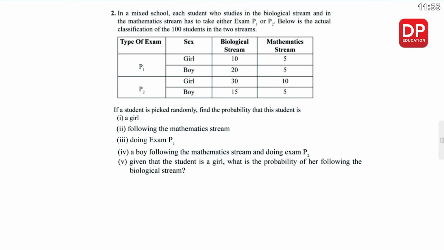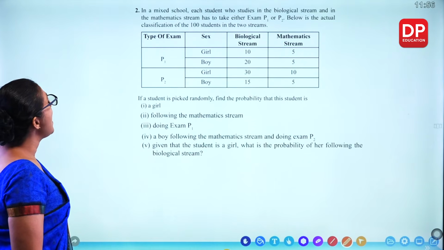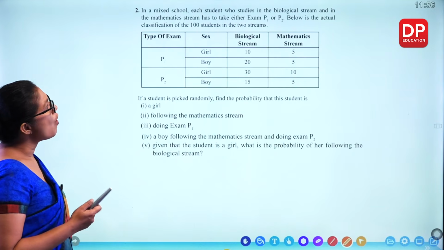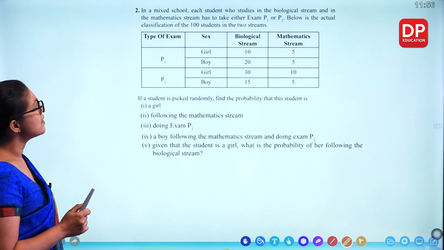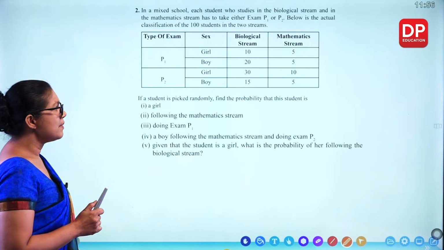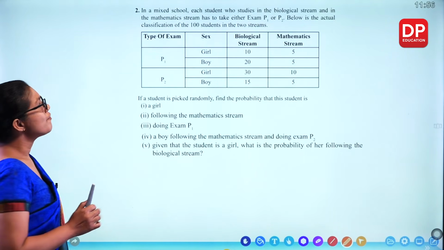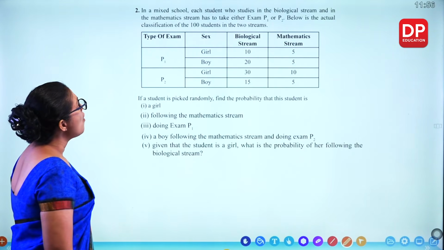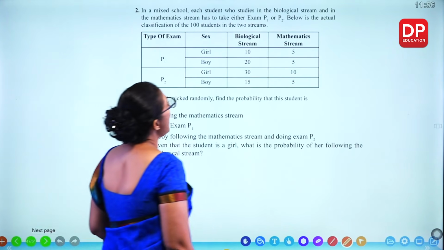Question number 2. In a mixed school, each student who studied in the biological stream and in the mathematics stream has to take either exam P1 or P2. Below is the actual classification of the 100 students in the 2 streams. If a student is picked randomly, find the probability that the student is a girl. Here, from the table, you can find out the probabilities. A girl, how many girls are there altogether? You need to add and see.